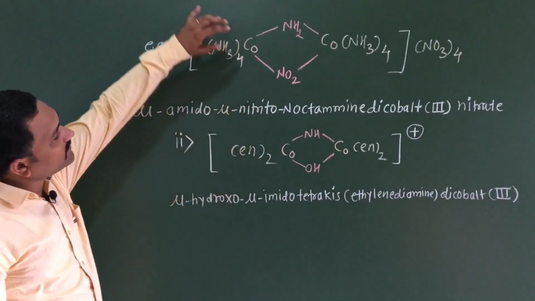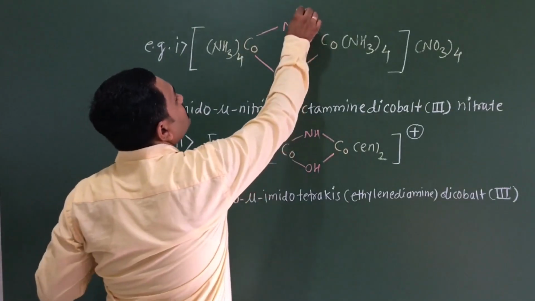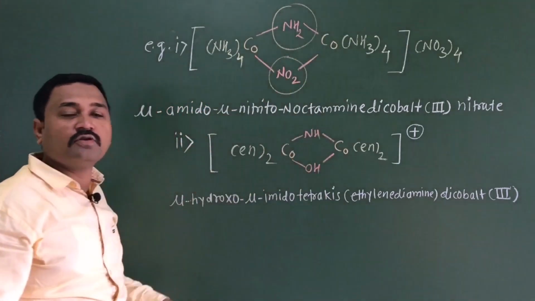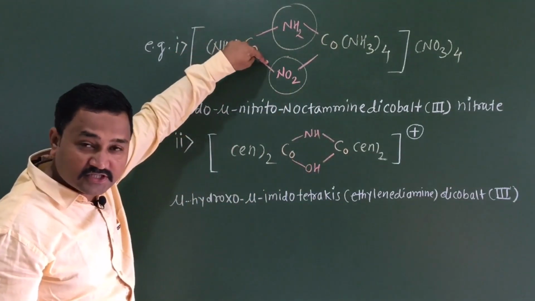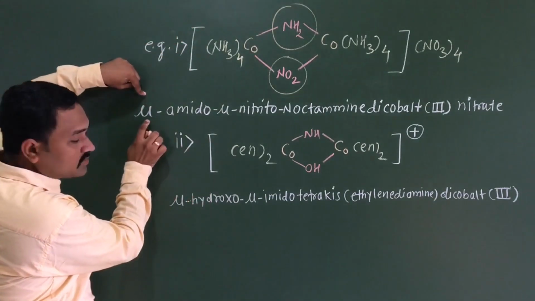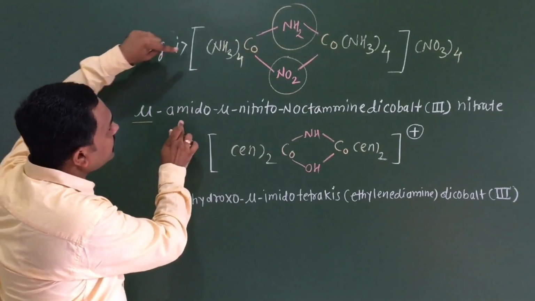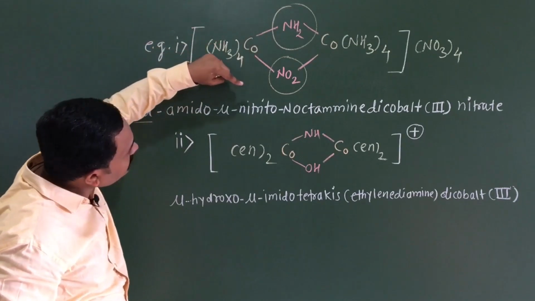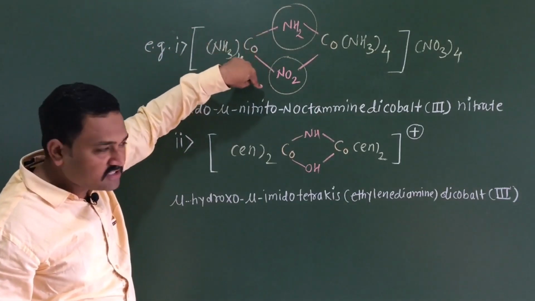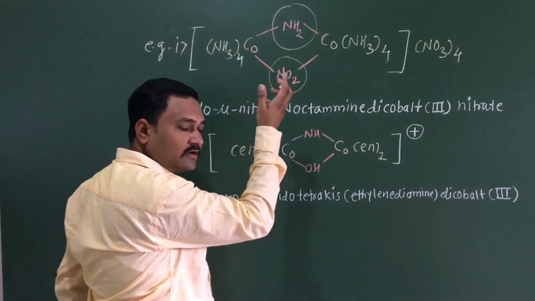Here I have taken two different examples. You can observe here that these two groups which connect the two central metal atoms are known as bridging ligands or bridging groups. So its name is written by putting the Greek prefix mu before the name of this ligand. So mu-amido, then mu-nitrito, because both are acting as bridging ligands. Then mu-nitrito-N, we will see this rule later on.